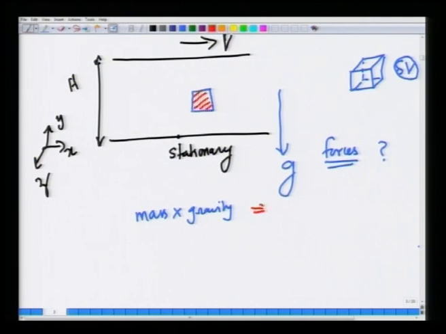Such forces which act through the entire volume are called body forces, or sometimes they are also called volume forces, because if you take a tiny volume, this force due to acceleration due to gravity acts through the entire volume, not just on a particular surface or a given location. Okay. So, it acts on the entire volume.